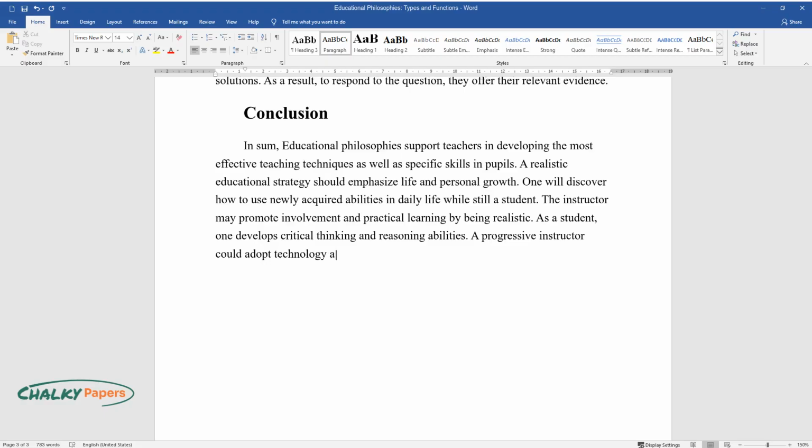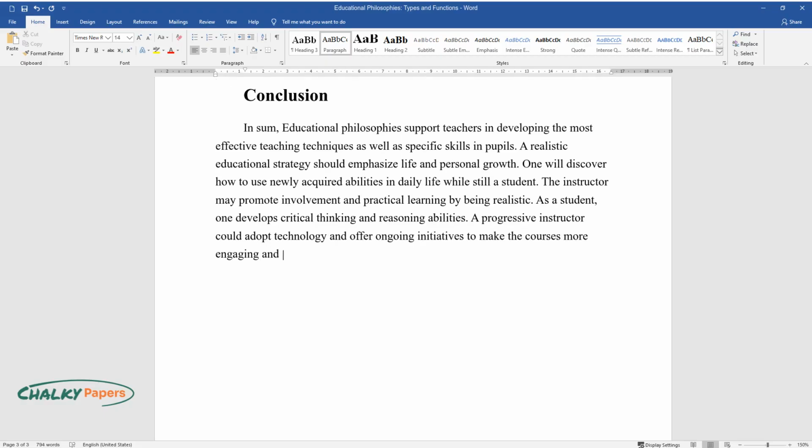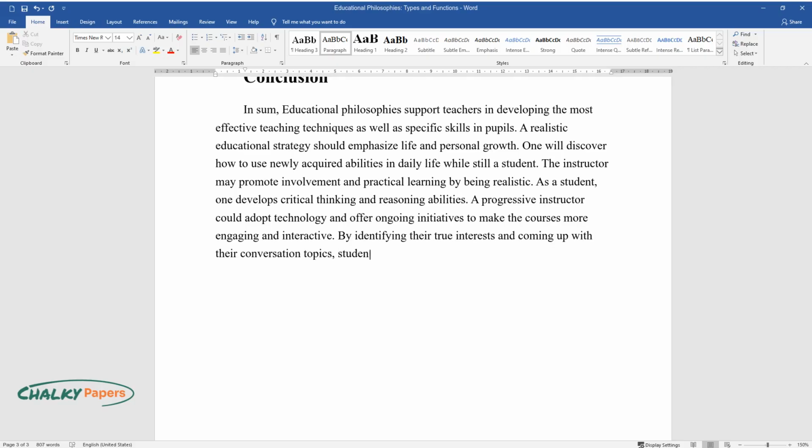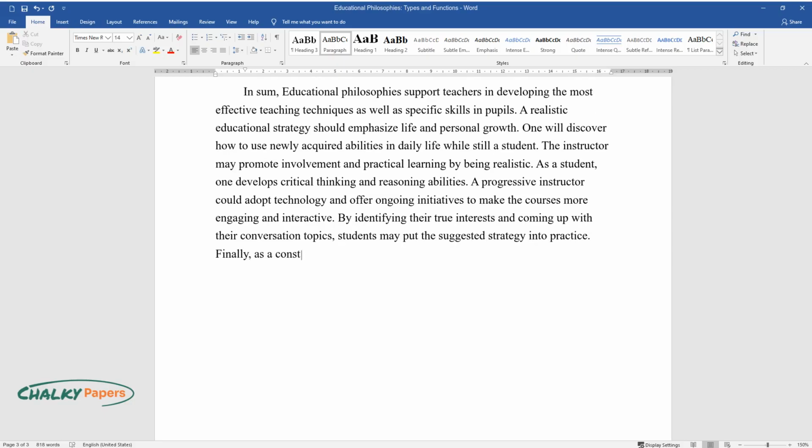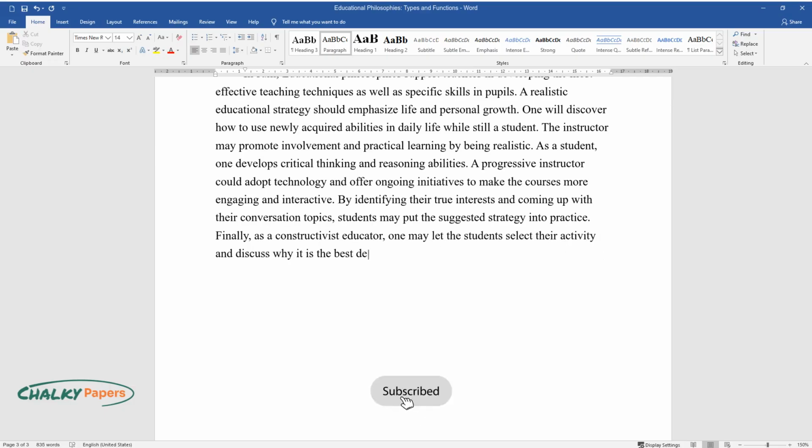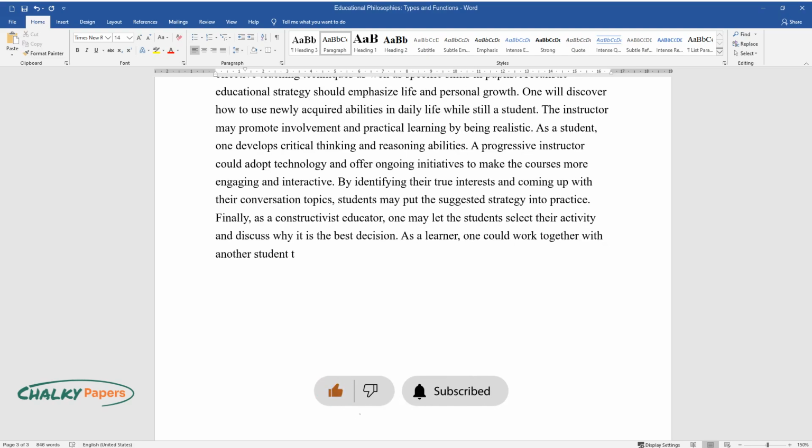A progressive instructor could adopt technology and offer ongoing initiatives to make the courses more engaging and interactive. By identifying their true interests and coming up with their conversation topics, students may put the suggested strategy into practice. Finally, as a constructivist educator, one may let the students select their activity and discuss why it is the best decision. As a learner, one could work together with another student to help them with their areas of weakness.